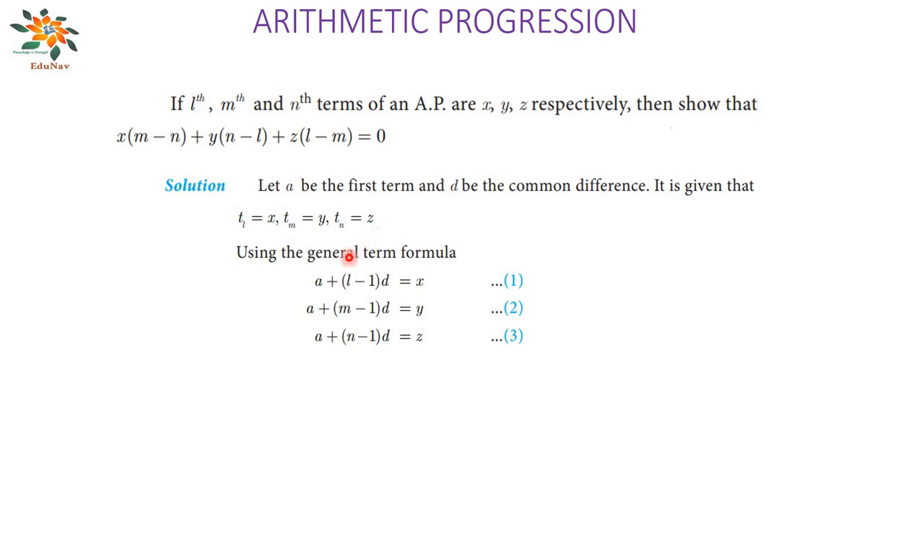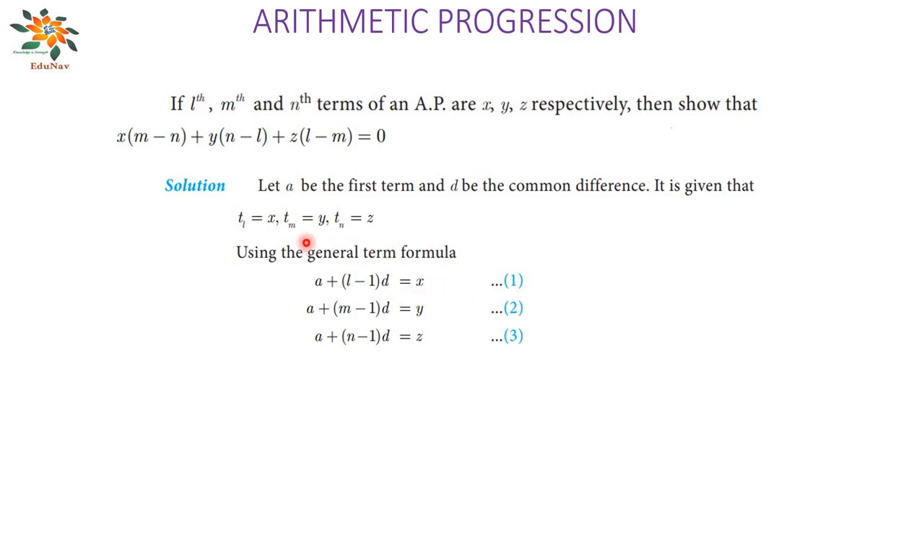We know that the general formula for the nth term of an AP is given by a plus (n minus 1) into d. But for the lth term, the formula changes to a plus (l minus 1) into d. Since the lth term equals x, it means a plus (l minus 1) into d equals x. We will have it as equation number 1.